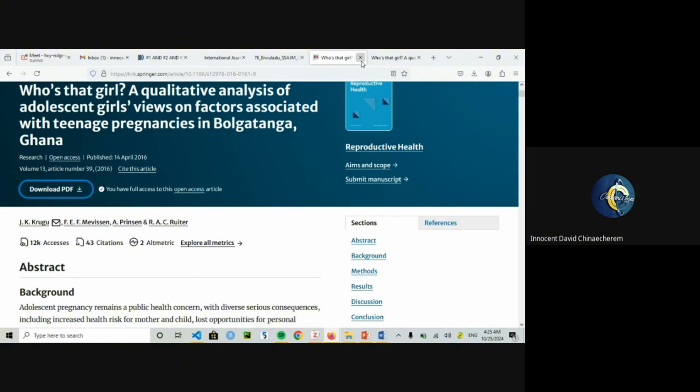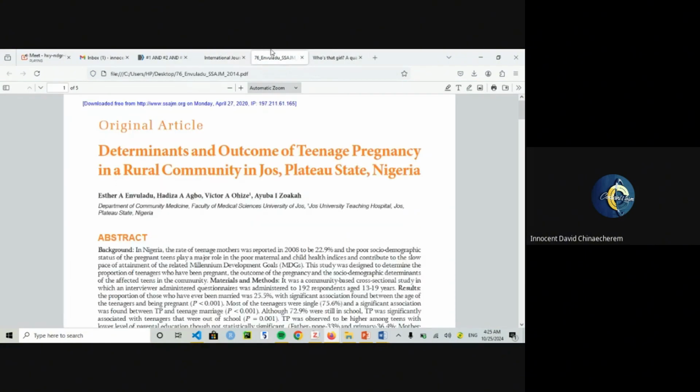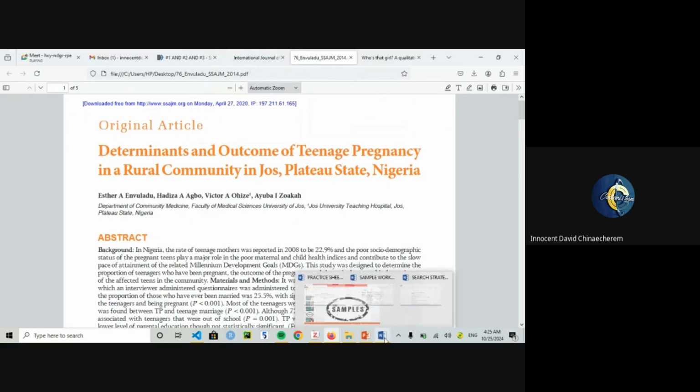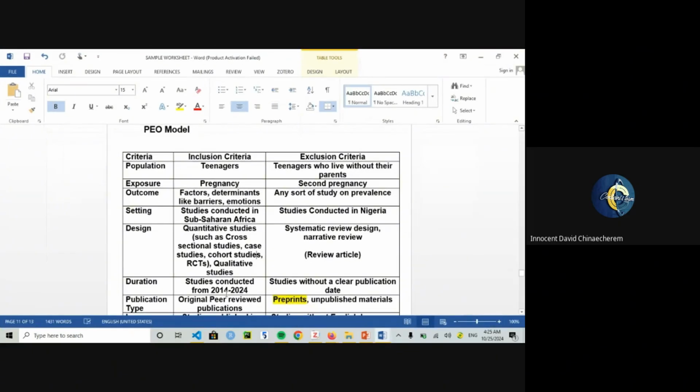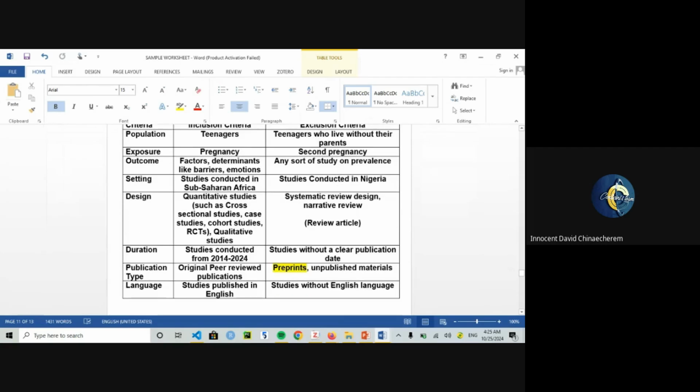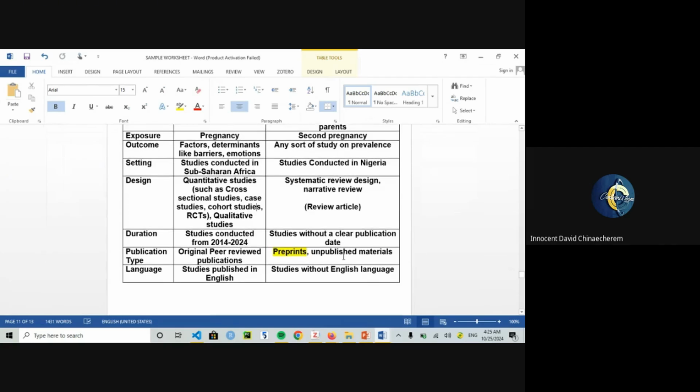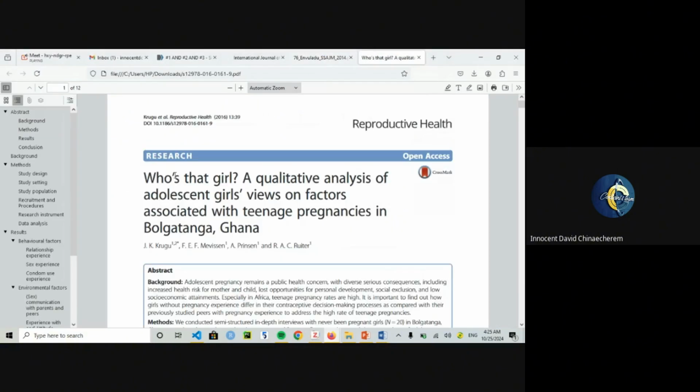All right. So we have our 3 papers here, which are all primary studies, right? So they are all original research articles. So refer back to our video, to our explanation here, where we said we're interested in what? Original peer-reviewed publications. So here we have our included studies.